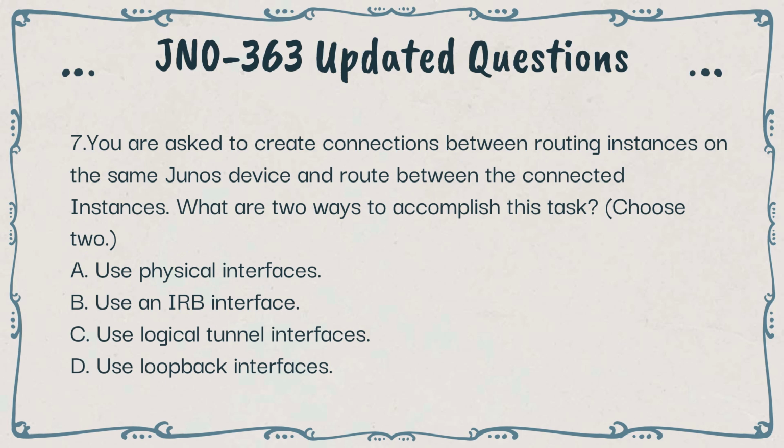7. You are asked to create connections between routing instances on the same Junos device and route between the connected instances. What are two ways to accomplish this task? Choose 2. A. Use physical interfaces. B. Use an IRB interface. C. Use logical tunnel interfaces. D. Use loopback interfaces.